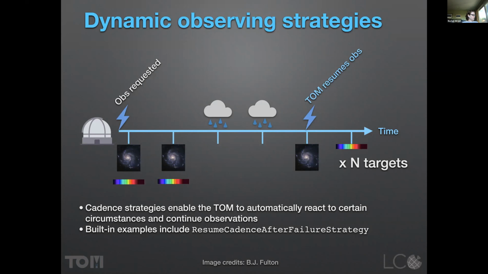So the toolkit supports observing strategies, which essentially enable the TOM to carry out a predefined observing strategy for you. Users can write small Python functions which tell the TOM what to do under certain circumstances. And as an example, the toolkit includes some code where it will automatically resume an expired observing request and resubmit it in the event that the initial request ended or expired without having obtained the data that you wanted.